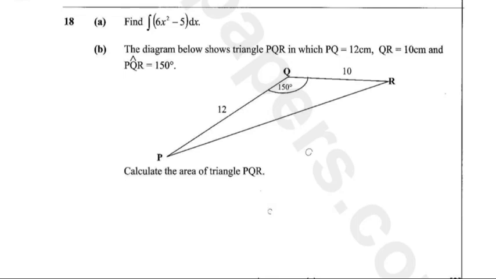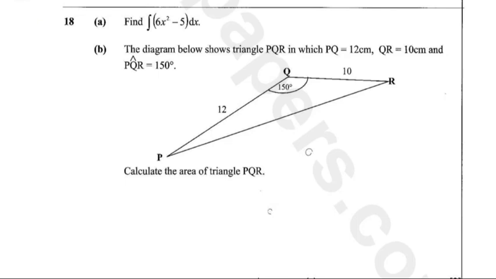Hello viewers, follow through as I answer question 18 from a 2016 grade 12 internal mathematics paper 1. Question 18 has got two parts, A and B. A is on calculus integration and B is on trigonometry, calculating area of non-right angle triangles.